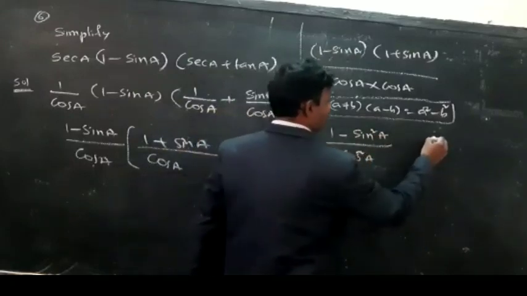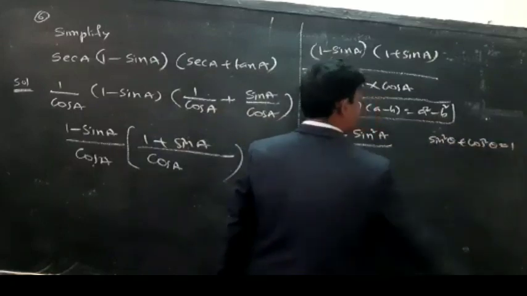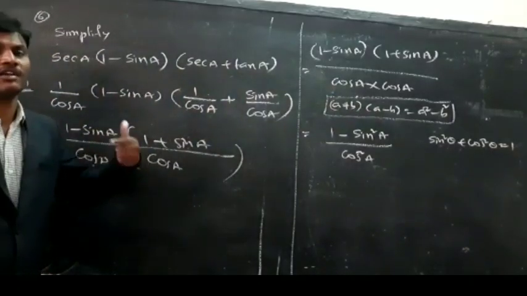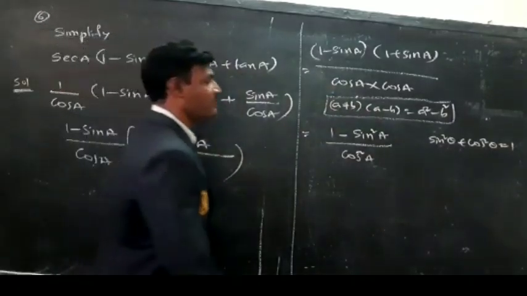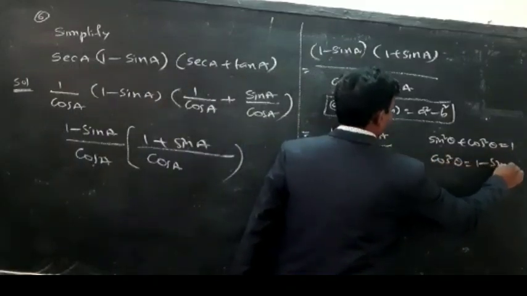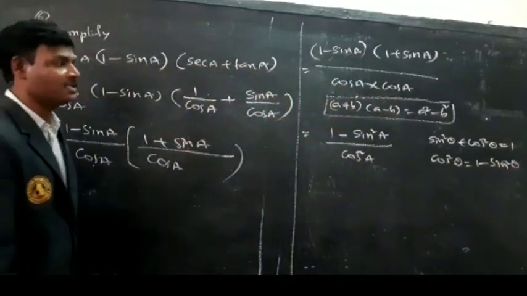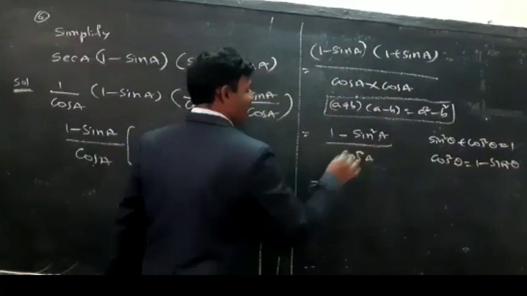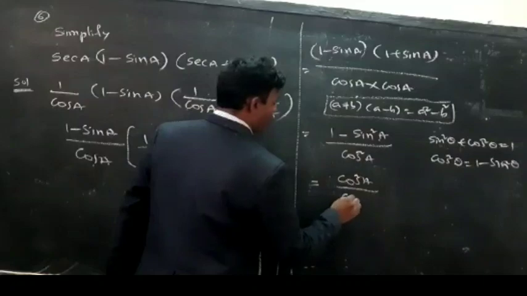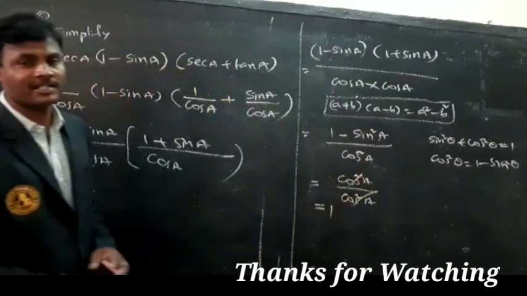According to the first identity, sin square theta plus cos square theta is equal to 1. So from that, cos square theta we can write as 1 minus sin square theta. So I am replacing 1 minus sin square A by cos square A, and cos square A gets cancelled. So what is the final answer? 1 is the final answer.